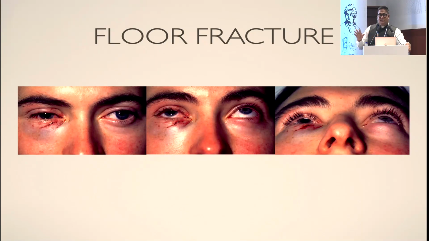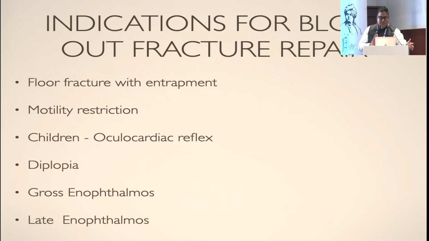So now you've done a CT scan, you've identified that there is a fracture, you're unsure if there is an entrapment or not. There are some clear guidelines on what the actual indications for repair are in a case of blowout fracture. If there is clear entrapment with motility restriction, in children if there is a triggered oculocardiac reflex, if the patient has diplopia not just in primary and down gaze but in all gazes. Gross enophthalmos and late enophthalmos are relative indications for surgery.